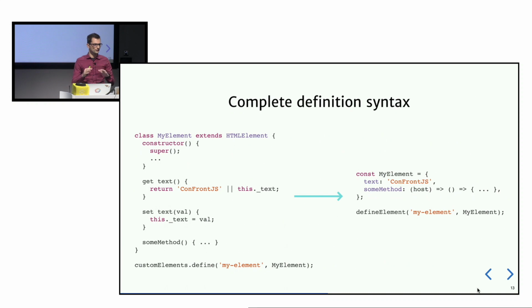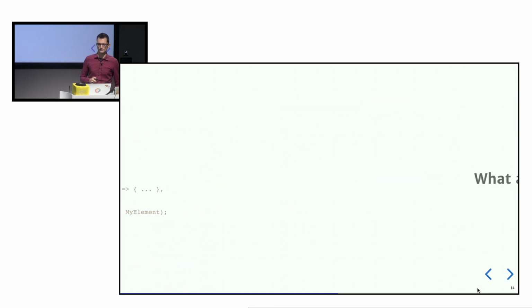So the complete definition syntax can go from something that is really classes, this, and other things to really short. Like you can see, our element definition is just 2 lines. We want to say that we have text, which has default value ConFrontJS, and we have some methods. So I think you may notice there's something missing here. And usually you are using those things very often.